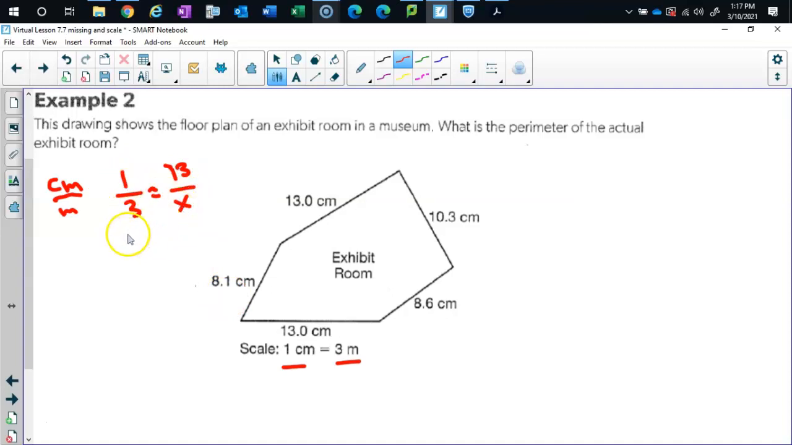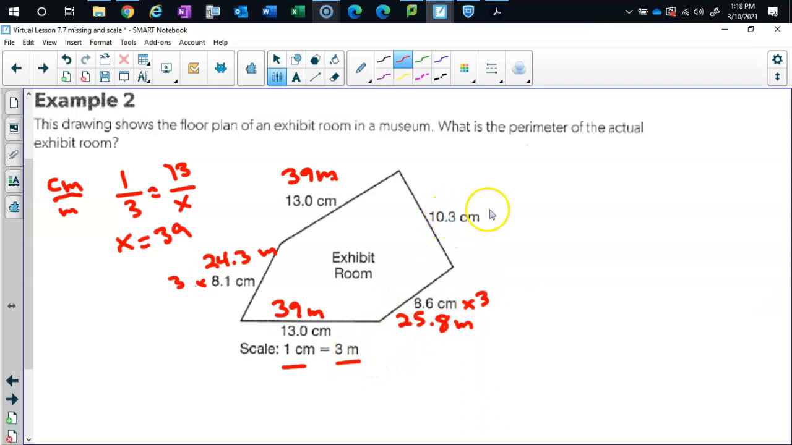Cross multiply. 1 times X is X. 3 times 13 is 39. So this side is 39 meters. Now, what did we actually do? Didn't I just multiply the number by 3? Okay, I really just did 13 times 3. So once we figure that out, I'm going to do 3 times each one of these numbers. So 8.1 times 3 is 24.3 meters. 13 times 3 is 39 meters, because we did that up here. 8.6 times 3 is 25.8 meters. Notice they are now meters. And 10.3 times 3 is 30.9 meters.